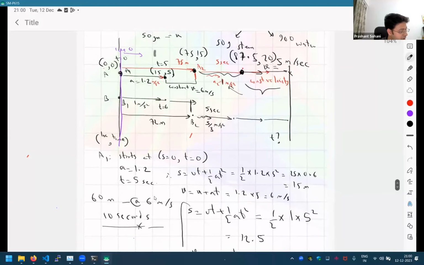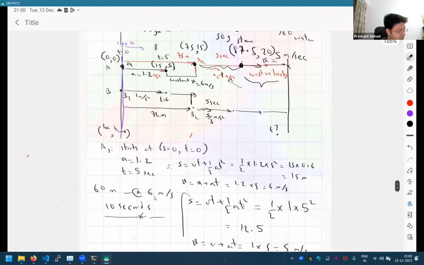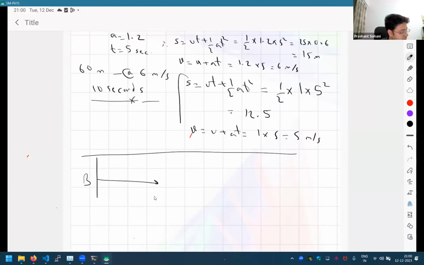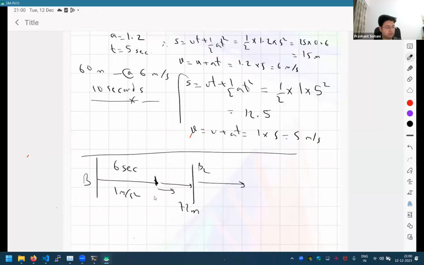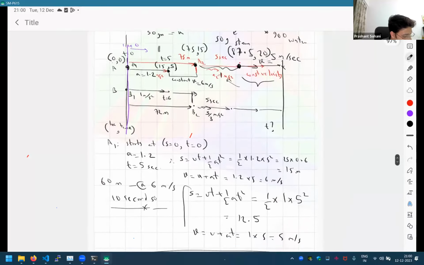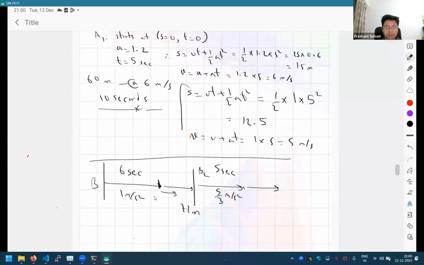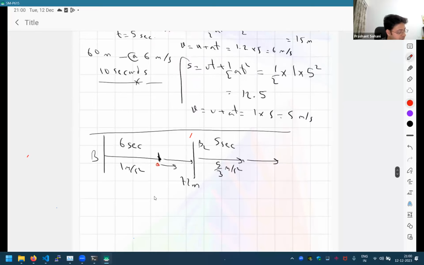So we have to do the same thing for B now. So let me draw the diagram of B separately over here. So B is starting here. First 6 seconds, they go at 1 meter per second square acceleration. Then up to the 72 meter mark, they travel at constant velocity. This is B1. Then B2 starts from here. What does B2 do? B2 accelerates for 5 seconds at 5 upon 3 meter per second square. And then again after that at constant velocity. So again, we have to find the coordinates of all these 3 points.